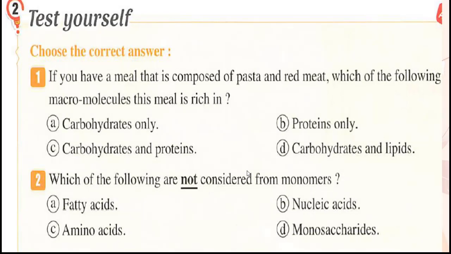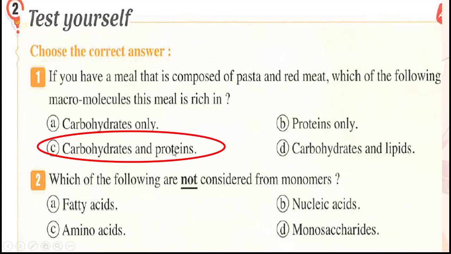Test yourself. If you have a meal composed of pasta and red meat, which of the following macromolecules is this meal rich in? First, you can see the pasta, a type of macaroni. The pasta contains carbohydrates. Red meat contains protein. So the correct answer is carbohydrates and protein, or answer number C.